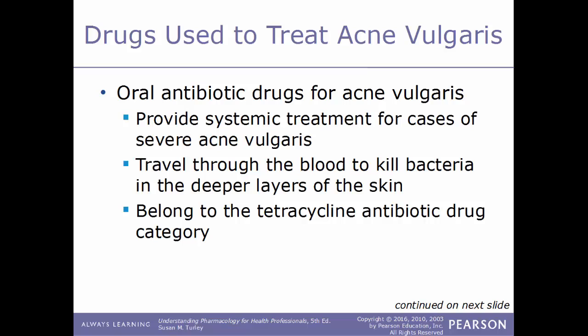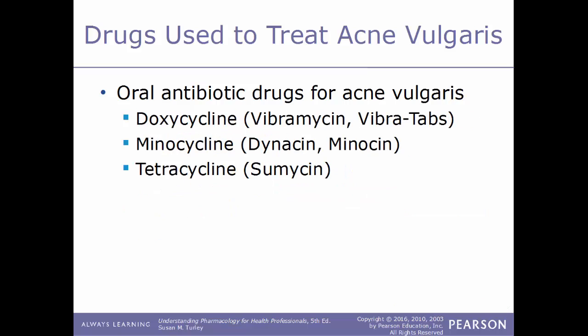The other drugs that could be used to treat acne vulgaris are oral antibiotic drugs, and these will provide systemic treatment for cases of severe acne vulgaris. This will travel through the blood to kill bacteria in deeper layers of the skin. And these belong to the tetracycline antibiotic drug category. And some examples of oral antibiotics that could be used here: doxycycline, known by the trade names Vibromycin and Vibratabs; minocycline, also known as Minicin or Dinacin; and tetracycline, known by its trade name Sumicin.